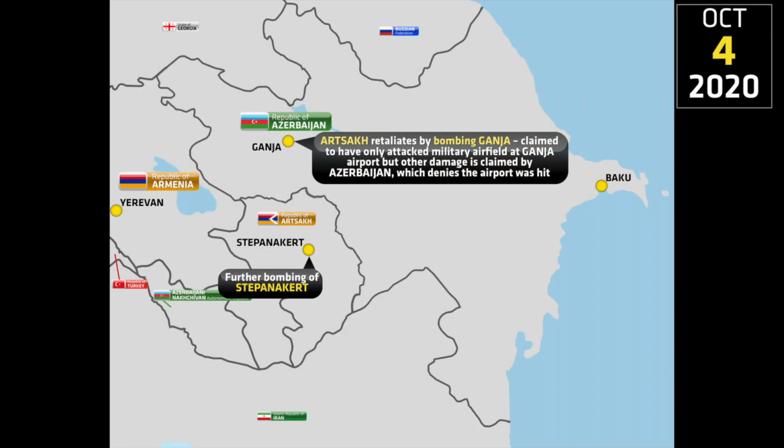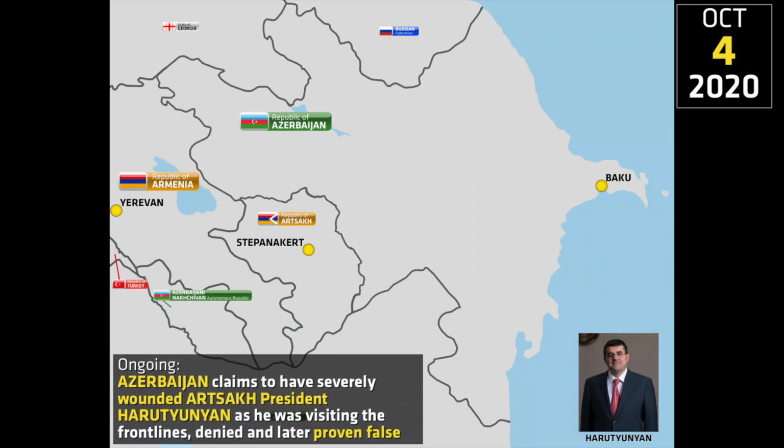Later that day, Azerbaijan claimed to have severely wounded the president of Artsakh as he was visiting the front lines. However, this was denied by his office, and later he made a public appearance to prove it false himself. Despite this, he had been at the front lines, so it's possible there was a close call, although again, the lack of evidence makes it difficult to say.